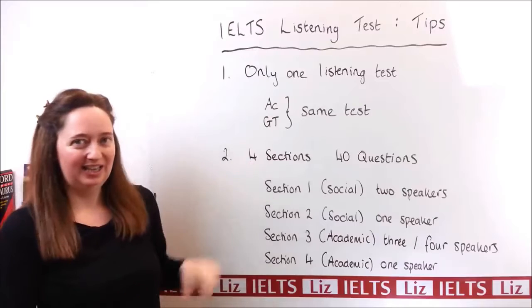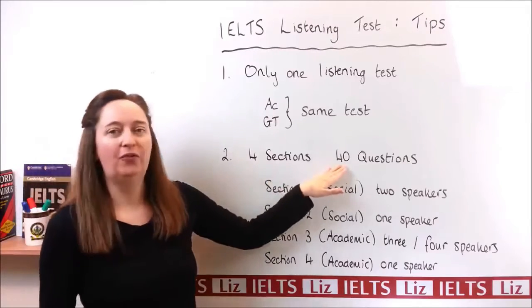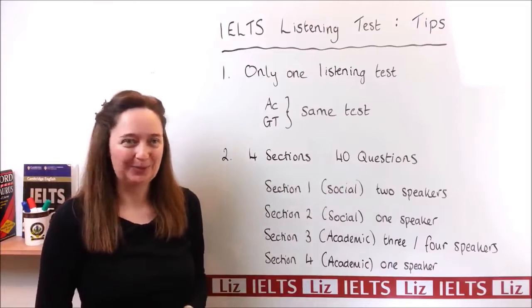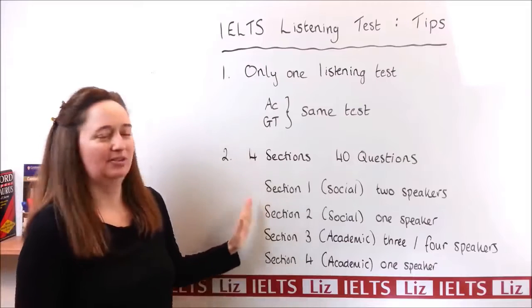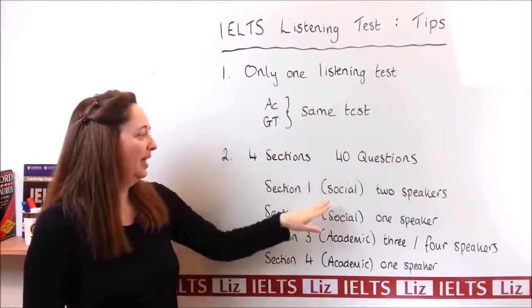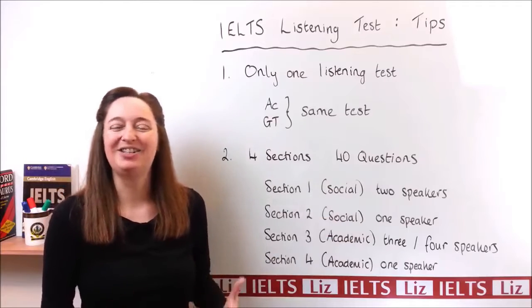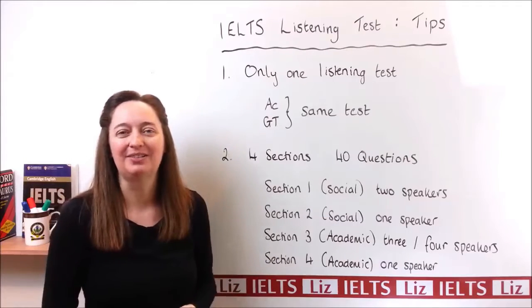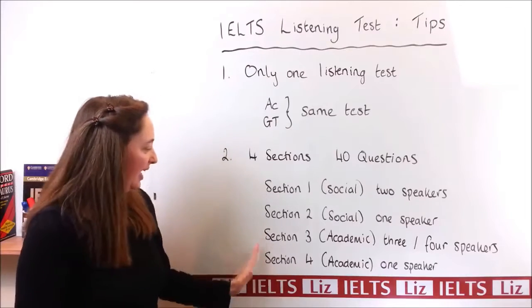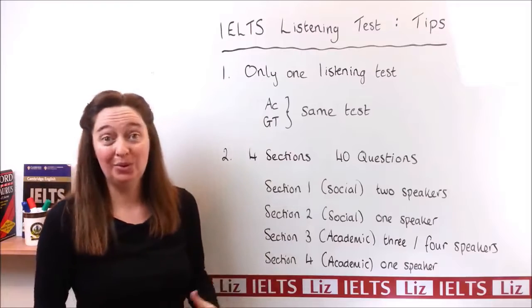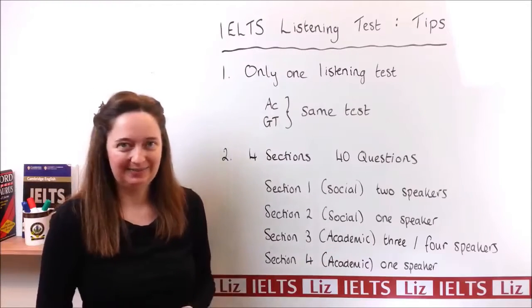Having a look at the content of the listening test, there are 4 sections and there are 40 questions in total. Now, the first 2 sections are the easiest, and they are social. That means the context is a social, everyday situation. And the last 2 sections are more difficult. They are academic in content.